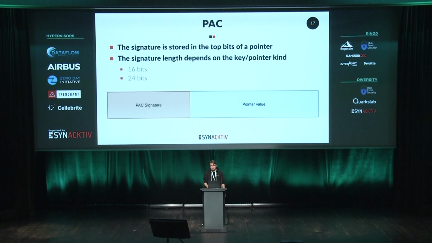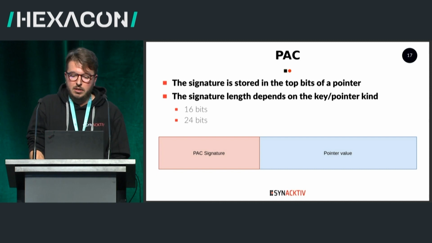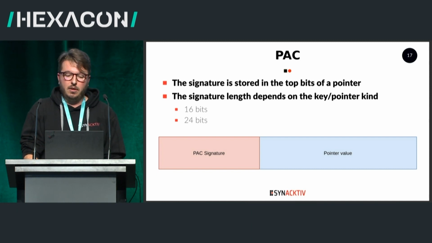The signature is stored in the top bits of a pointer, and the signature length will depend on the key and pointer kind. So for example, data pointers have a signature of 16 bits, while instruction pointers have a signature of 24 bits.